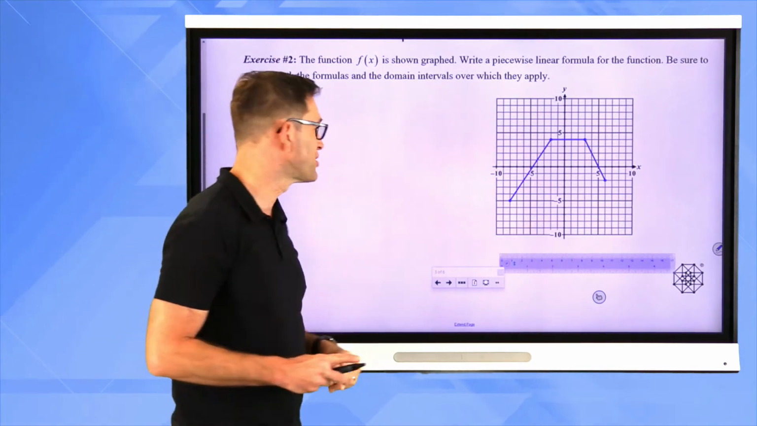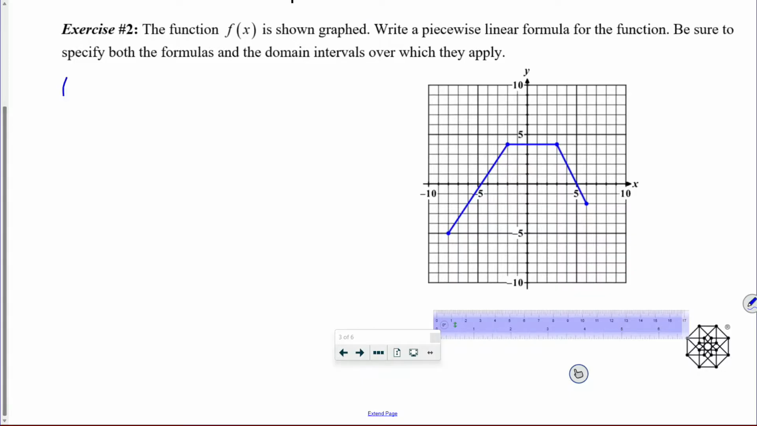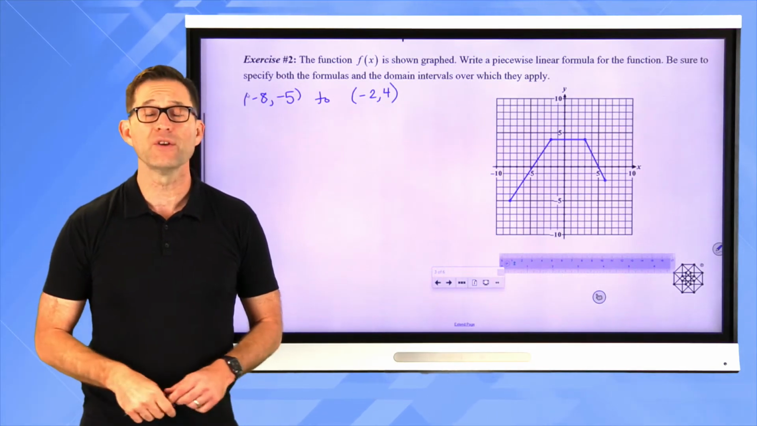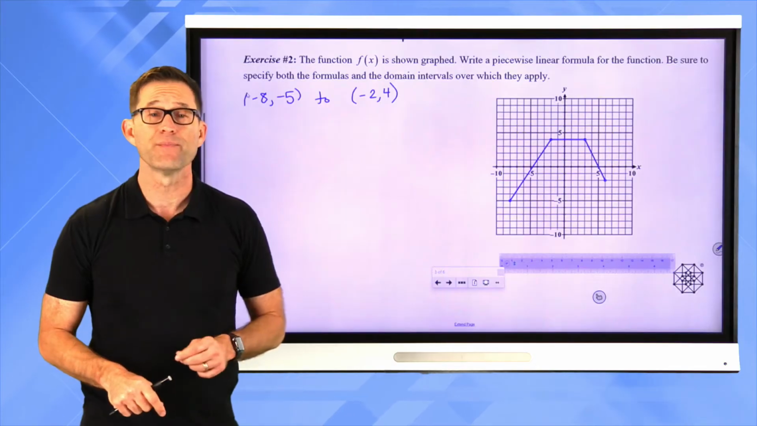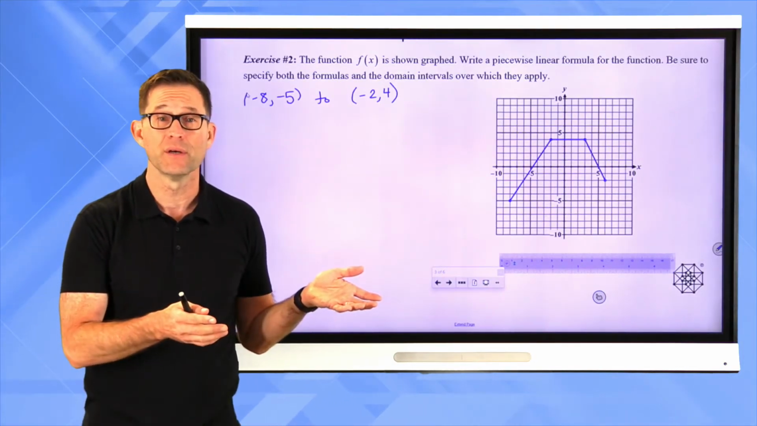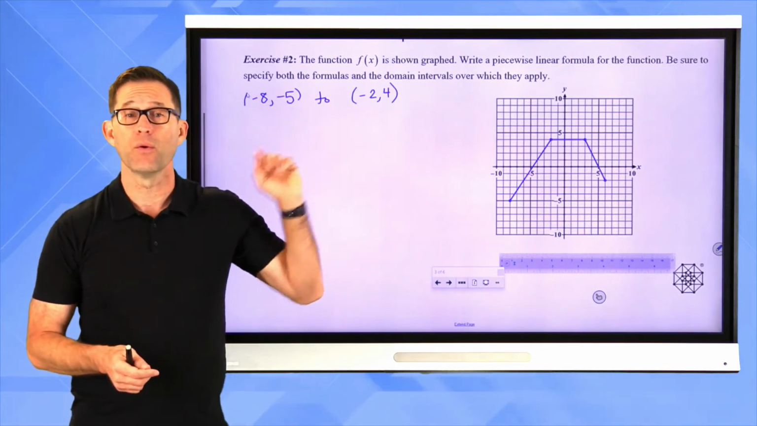Now this line starts at the point -8, -5. Right, so the first line starts at -8, -5, and it goes all the way to -2, 4. Now we've already worked previously in this unit on how you come up with the equation of a line if you've got 2 points. So one way to attack this problem is to simply take these 2 points, calculate the slope, and calculate the y-intercept.